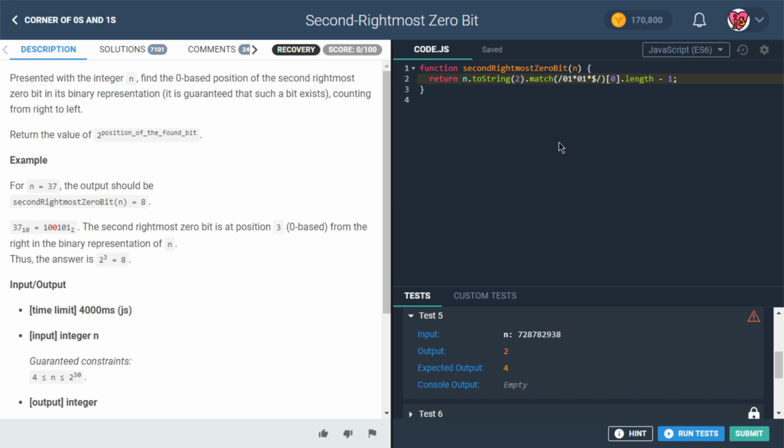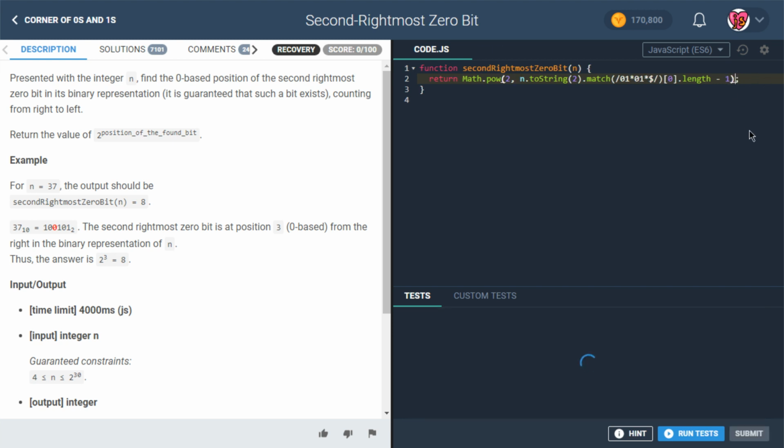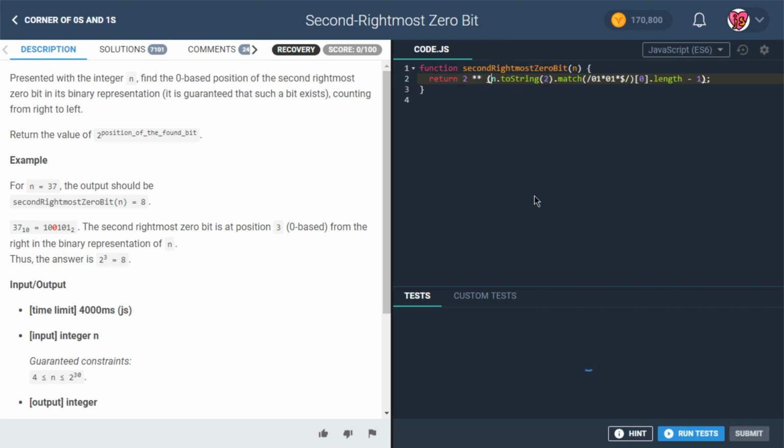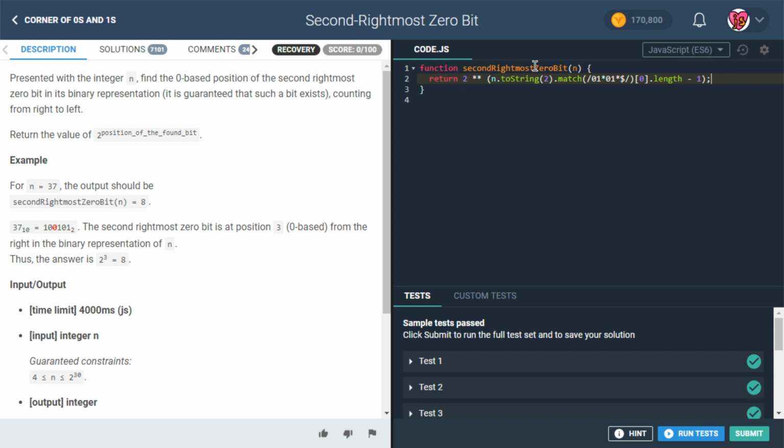Okay, so again, there are a couple ways we could do it. We could go with the old school method of saying math.pow and then making the first argument a 2, making the second argument this thing, and that passes the test. We could also do the more ES6 friendly way, which would be something like this, 2 to the power of this. So it's a little easier to read in terms of exponentiation.